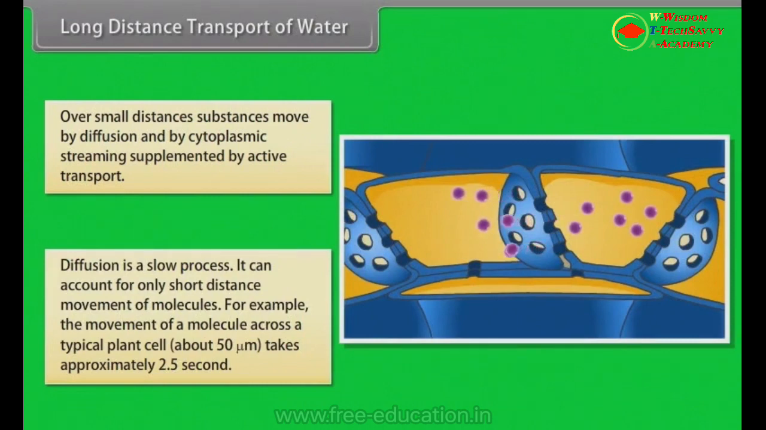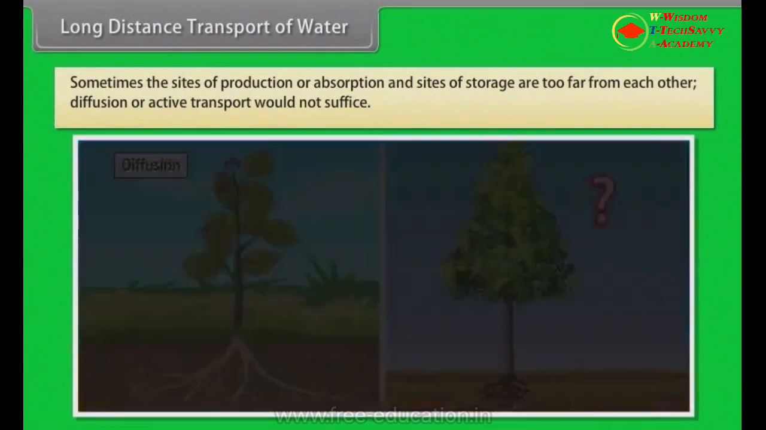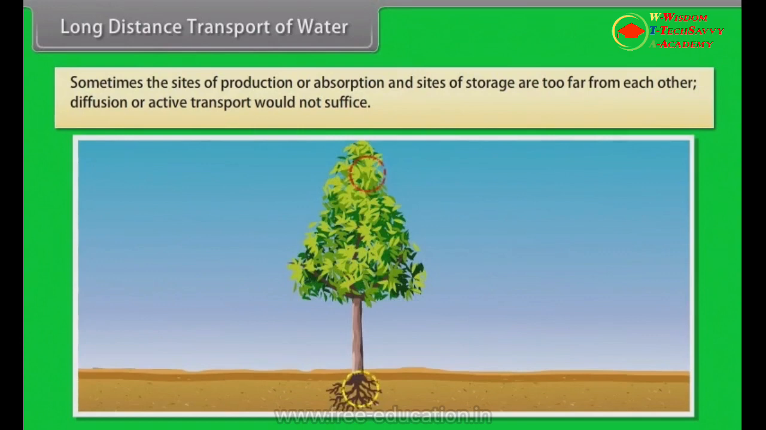For example, the movement of a molecule across a typical plant cell takes approximately 2.5 seconds. Some trees are up to 50 feet tall. So think how many years it would take for the movement of molecules over a distance of 25 to 30 feet within a plant by diffusion alone? Sometimes the sites of production or absorption and sites of storage are too far from each other. Diffusion or active transport would not suffice.